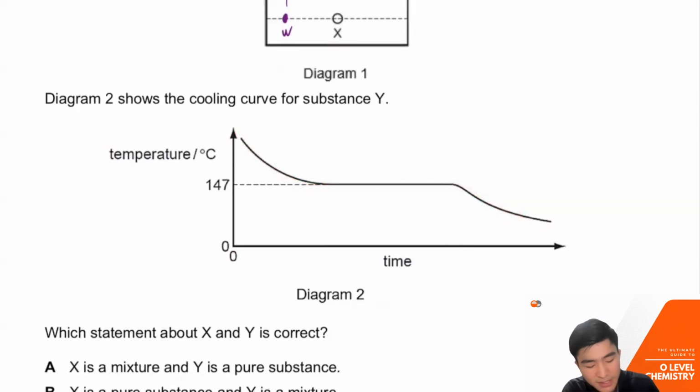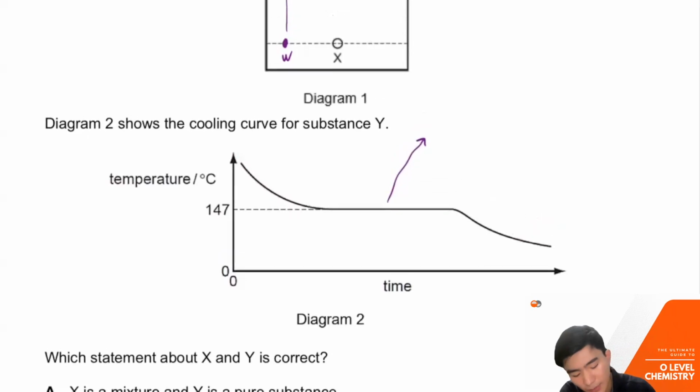Now, what I'm concerned about in this question is not so much these two curves. What is most important is this flat part over here, this consistent temperature with time. This is where we can identify that it is a change of state situation. Remember, a change of state is often, or most of the time, accompanied by constant temperature.